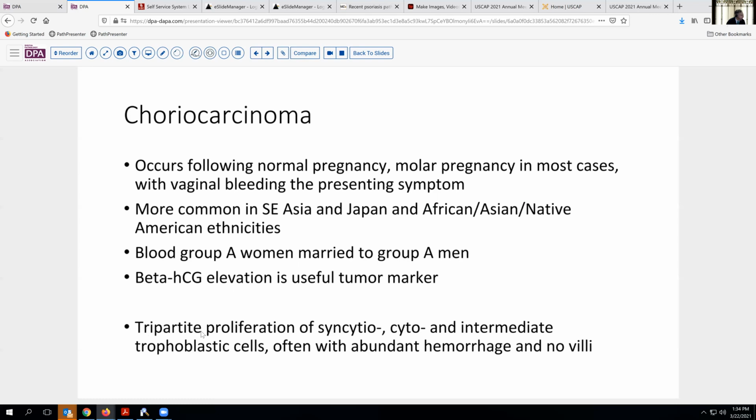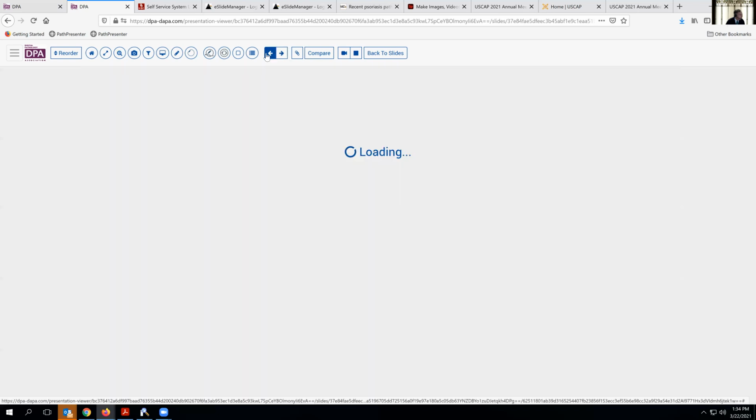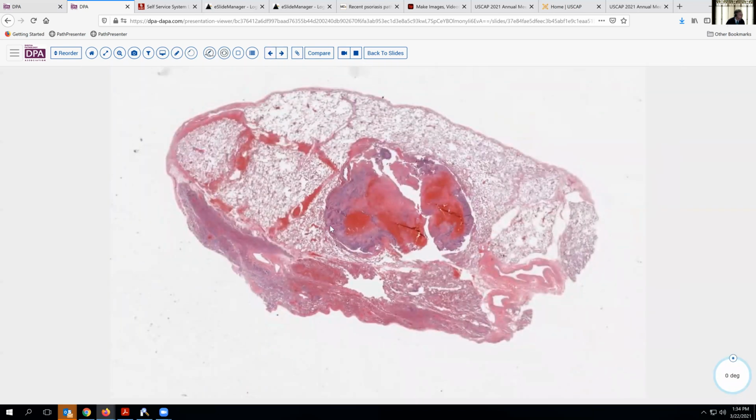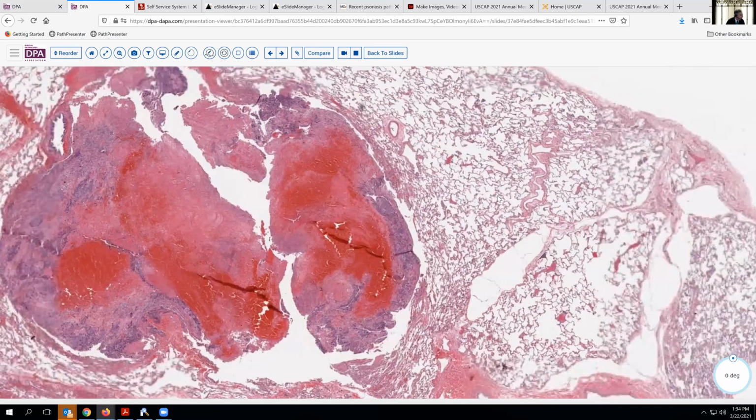What you'd like to see, obviously, morphologically is this tripartite proliferation of syncytio, cyto, and intermediate trophoblastic cells, usually associated with extensive hemorrhage and an absence of villi. So here's one example of this lesion. This is obviously metastatic to lung.